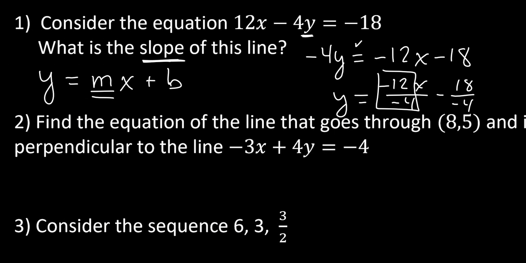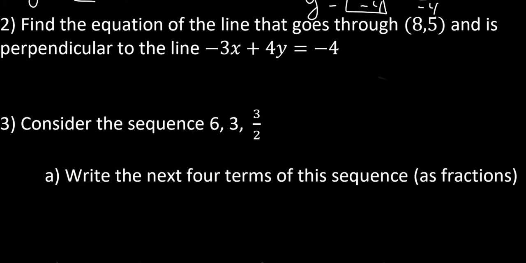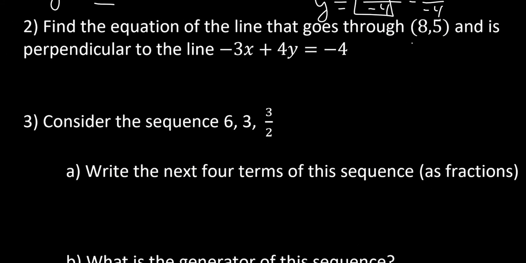Next question, number 2, it says find the equation of the line that goes through this particular point, with an x value of 8 and a y value of 5, so x comma y, and is perpendicular, makes a right angle with the line negative 3x plus 4y equals negative 4.